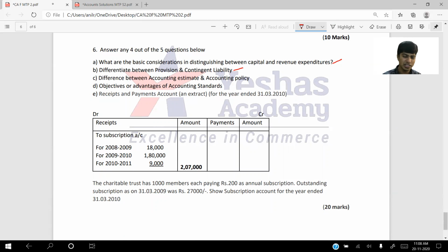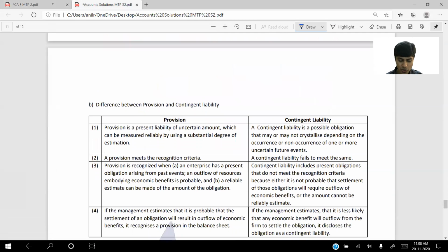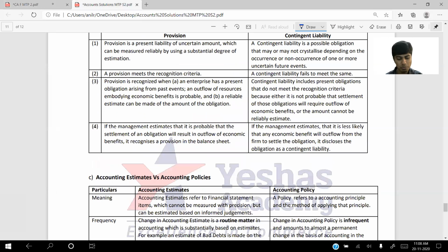And there are a few definitions. It's a present obligation arising because of a past event and all those things. You guys can read these through. Four beautiful points you can write in the exam. A contingent liability is a possible obligation that may or may not arise, depending upon the occurrence or non-occurrence of a future event. It does not meet the recognition criteria, so it will not be recorded.